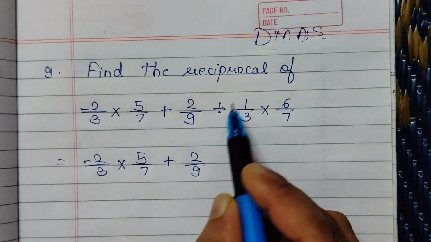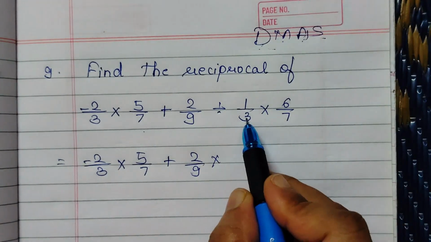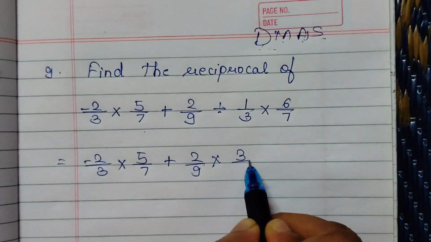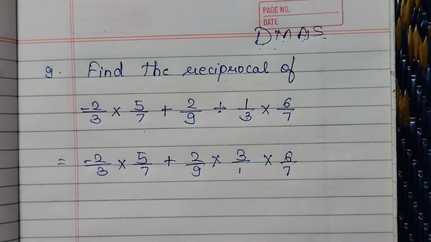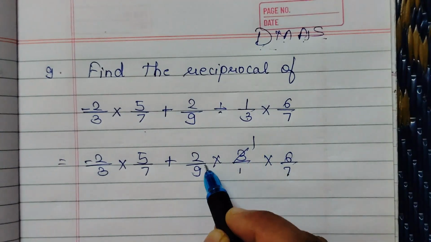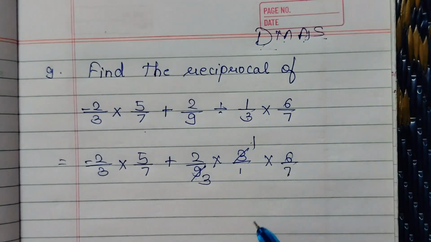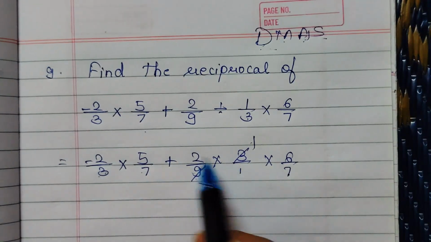Now first we are going to do division. So this will become multiplication, and this one will be reversed, so it will become 3 upon 1. And then multiply by 6 upon 7 as I wrote it. Now here it gets cancelled. See, 3 1s are 3, 3s are 9. Now here also we can check whether we can reduce.